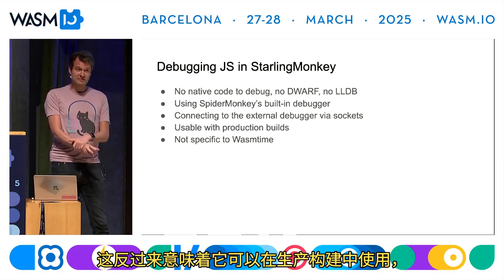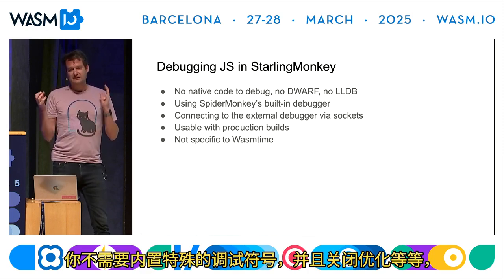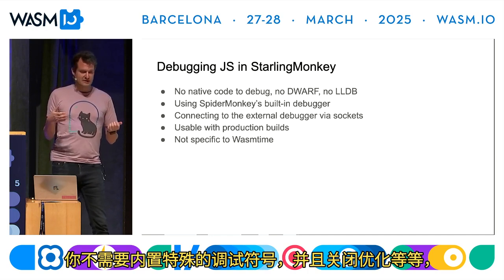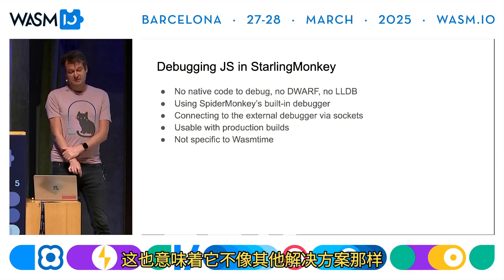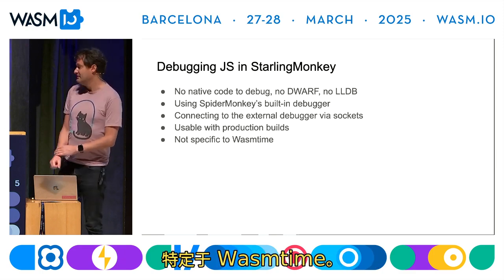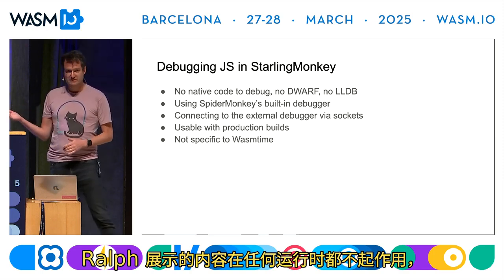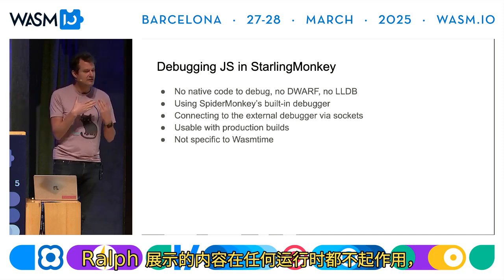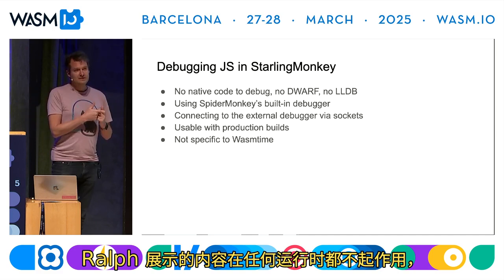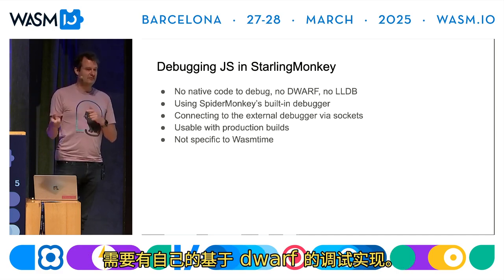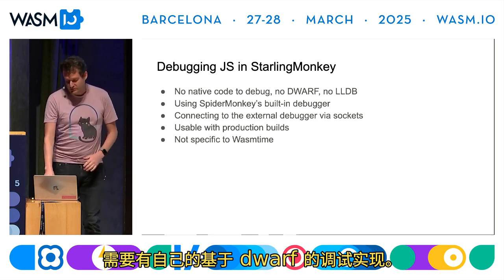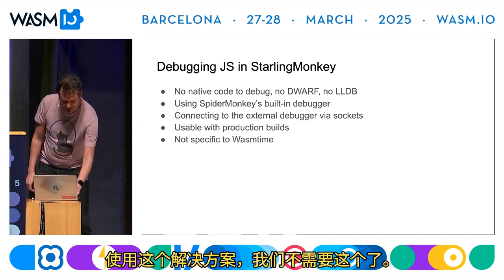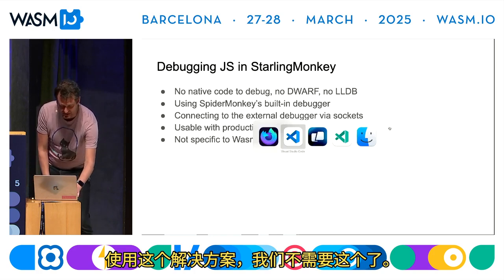And that, in turn, means it's usable in production builds. You don't need to have special debug symbols built in and optimizations turned off and so on. And it also means it's not specific to Wasmtime, as the other solution is. So what Ralph showed doesn't work in any runtime; each needs to have its own implementation of this DWARF-based debugging. With this solution, we don't need this.